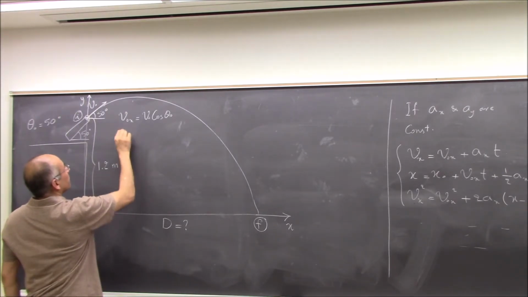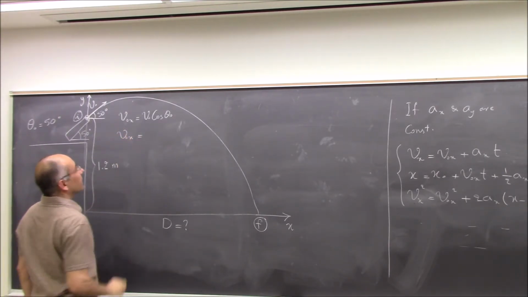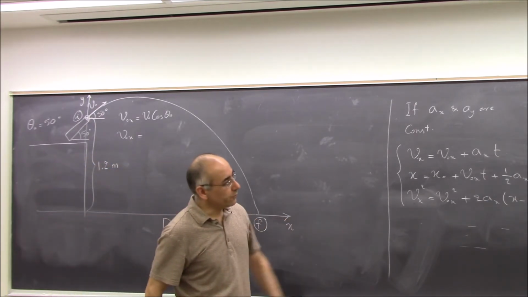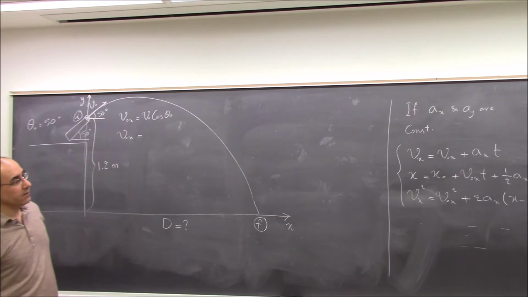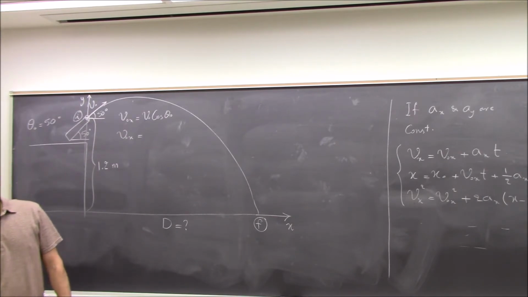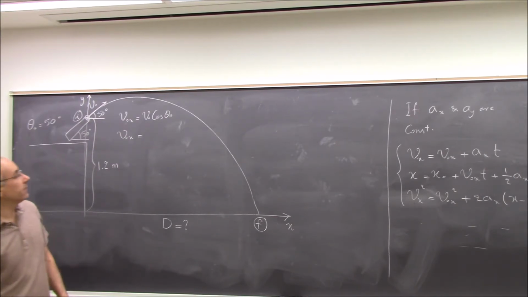So V naught x is what? Multiply 4.85 by cosine 50. What do we get? 3.12.